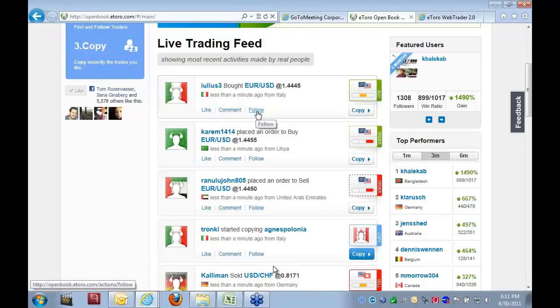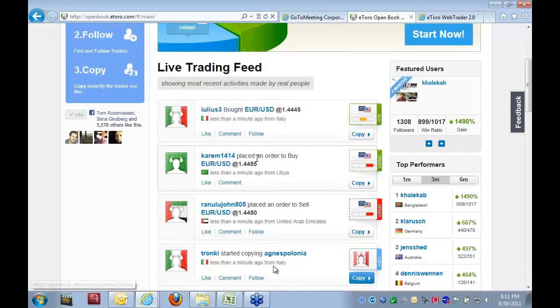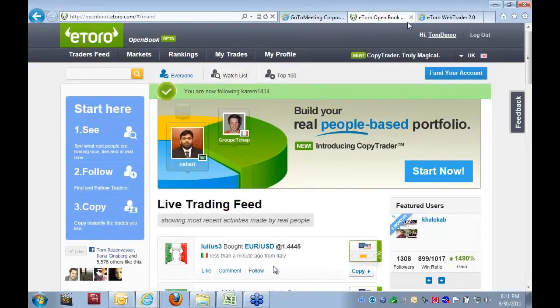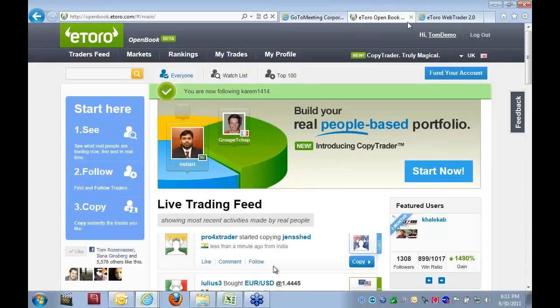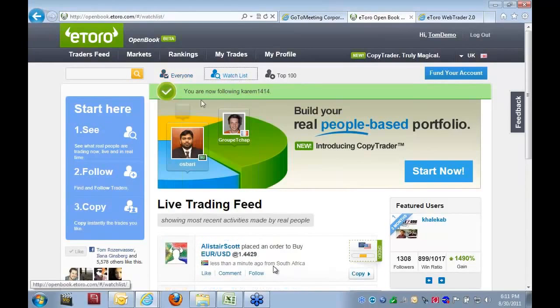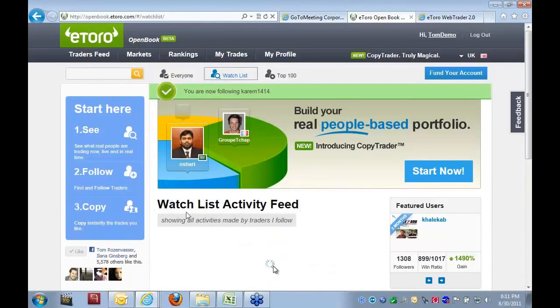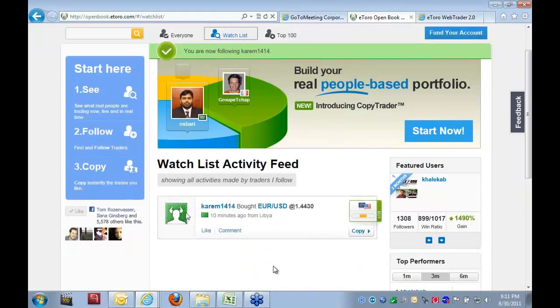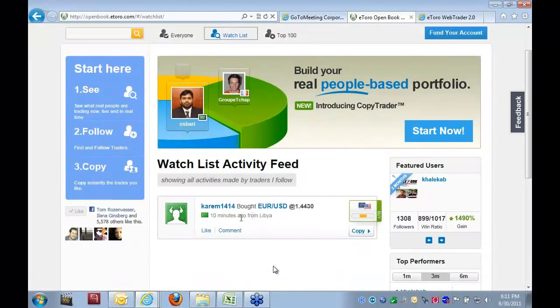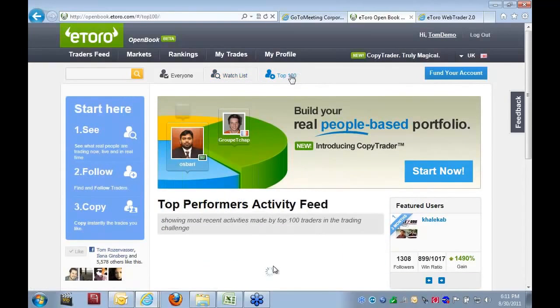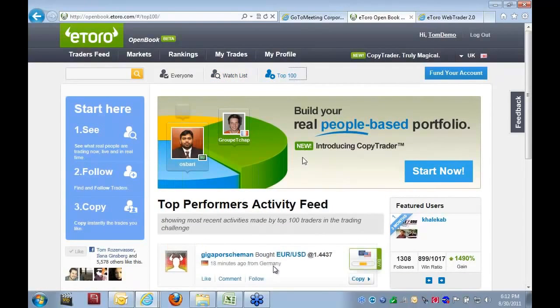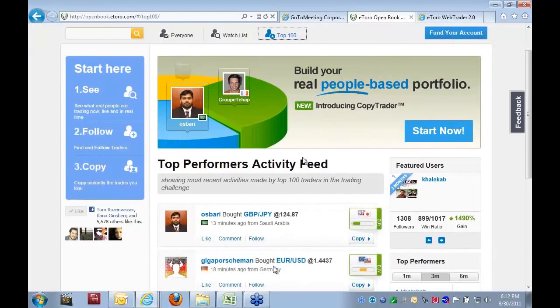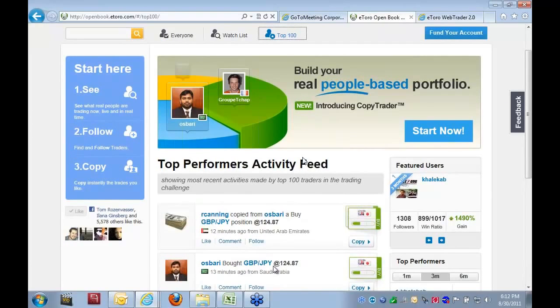And when you do that, you're adding this trader, in this case, Karim1414, we're adding this trader, okay, to our watch list. Let's open our watch list. And the watch list is a trading feed of only the people that we chose to follow. And here we see the position that Karim has opened. The top 100 is the last feed, and that is of the people that are in the top 100 list of traders this week.